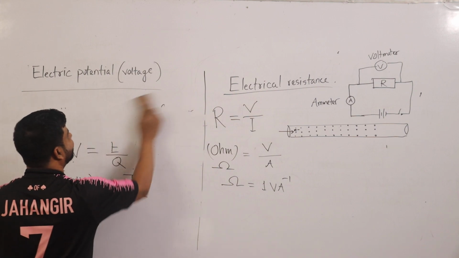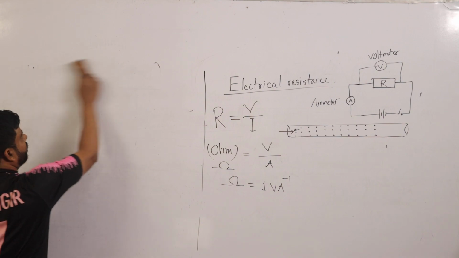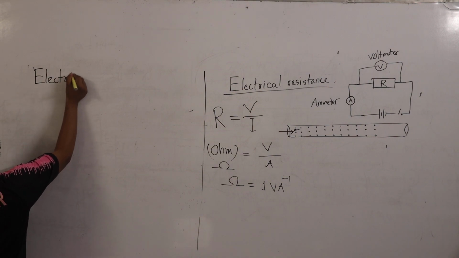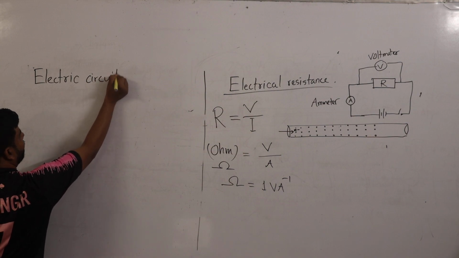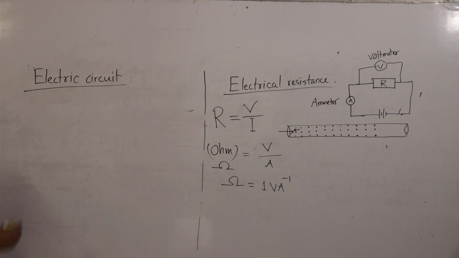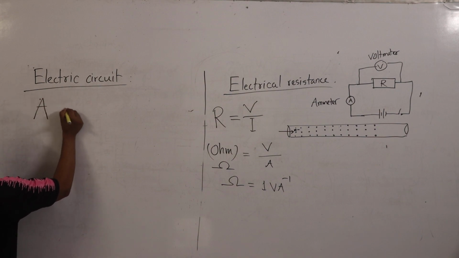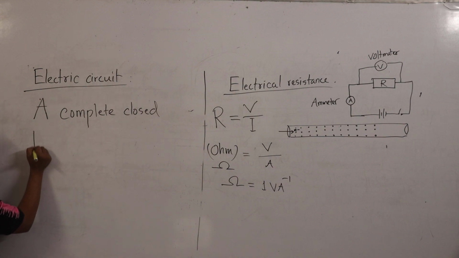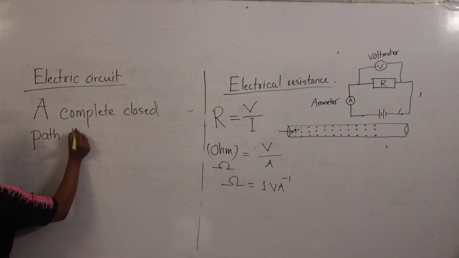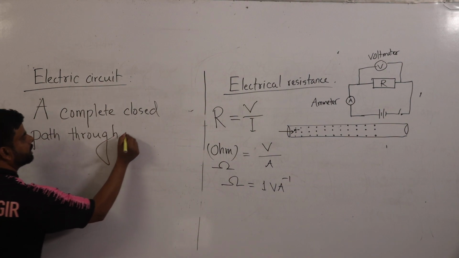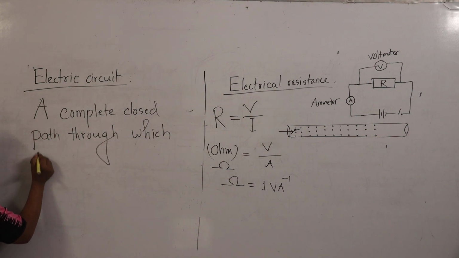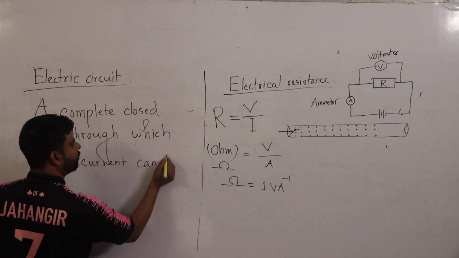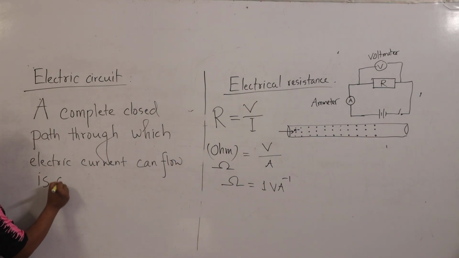Now, electric circuit. First we have to learn what a circuit or electric circuit is. An electric circuit is a complete closed path through which electric current can flow.